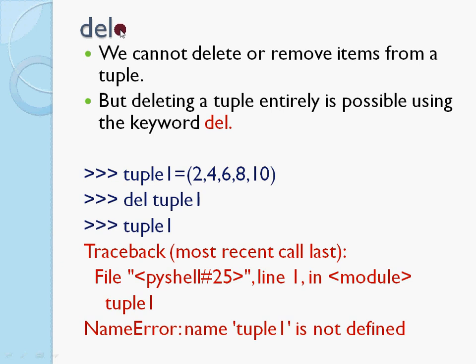Next, del. When we work with tuples, del takes an entire tuple alone. We cannot remove an individual element in the tuple. So del followed by the tuple name deletes the complete tuple. The tuple no longer exists. So if we want to use the deleted tuple, it will generate a name error.